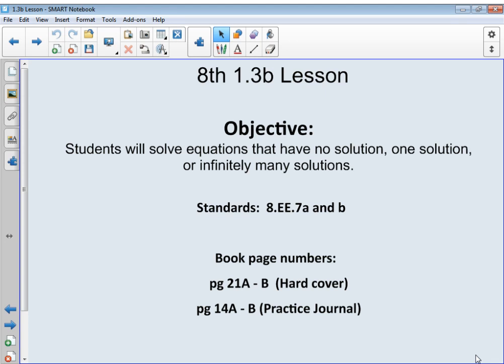The book numbers out of the hardcover book are pages 21A and B, and out of your practice journal, it's 14A and B. And if you have your practice journal, that's what I would like you to use today.